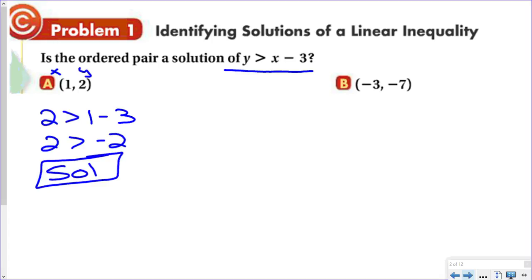On the next one, we would take the negative 3, put it in place of the x, and the negative 7, put it in place of the y. So it would look like this. Negative 7 is greater than negative 3 minus 3. A little simplified: negative 7 is not greater than negative 6, so therefore this one here is no solution.